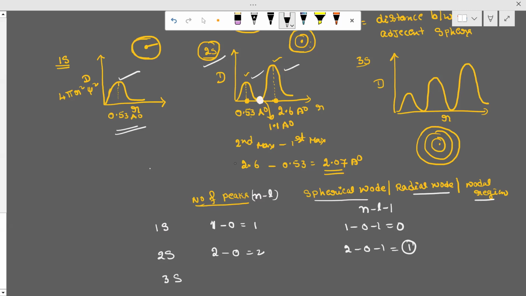For 3s orbital, 3 minus 0 equals 3. The number of peaks is 3. 1, 2, 3 peaks. And the number of nodal regions is 3 minus 0 minus 1, equal to 2. 2 nodal regions. This is one nodal region and this is another nodal region. 2 nodal regions are there for 3s orbital.